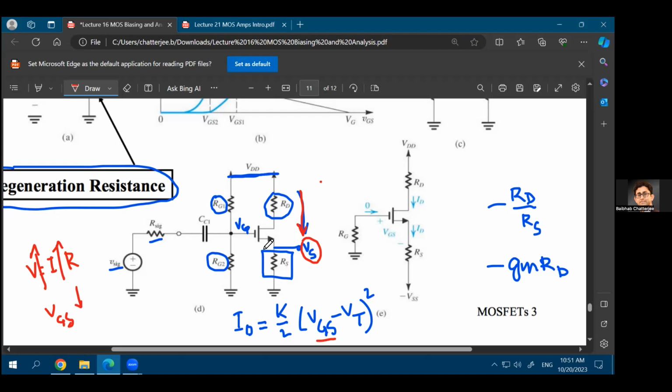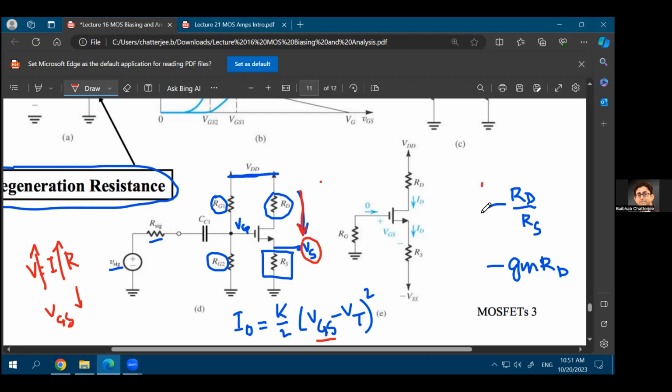So you can really stabilize the amount of current that is flowing through the device across processes, across temperatures, across many other fluctuations that can happen in the environment. So that's the reason why you would even use this Rs resistance, because that gives you more stabilization in the system. Right? That's the sole purpose that you would use source degeneration resistance like this.